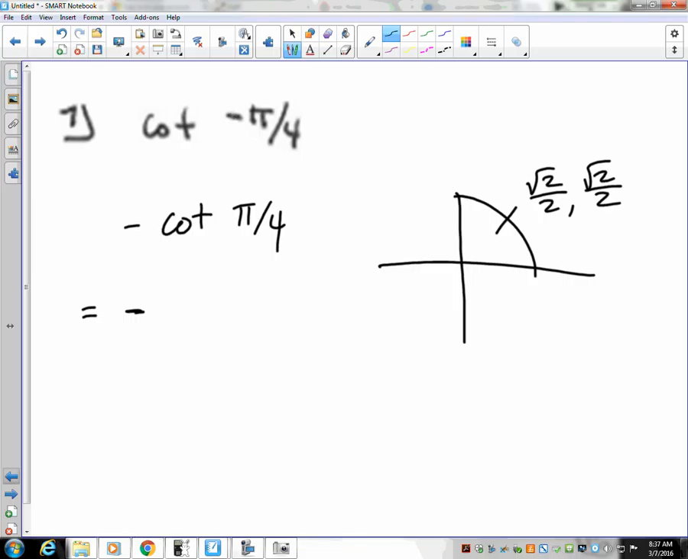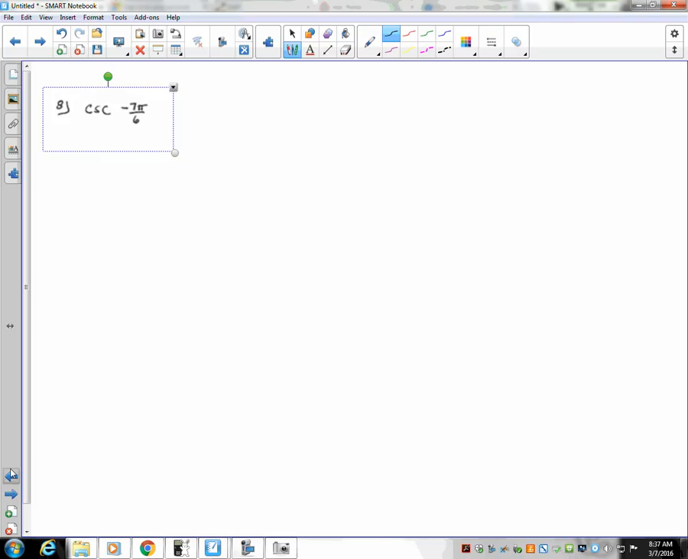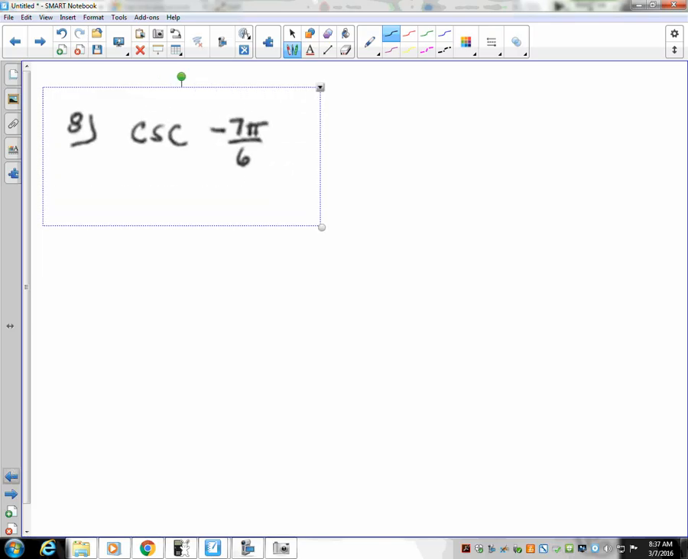Now remember that cotangent is cosine over sine. So we put this one over this one. They're just going to cancel each other out because they're the same thing, and so that would just be 1. So the cotangent of pi over 4 is just 1. Now when we take the opposite of that, my answer is going to end up being negative 1 there. Now number 8, we're looking at the cosecant of negative 7 pi over 6.